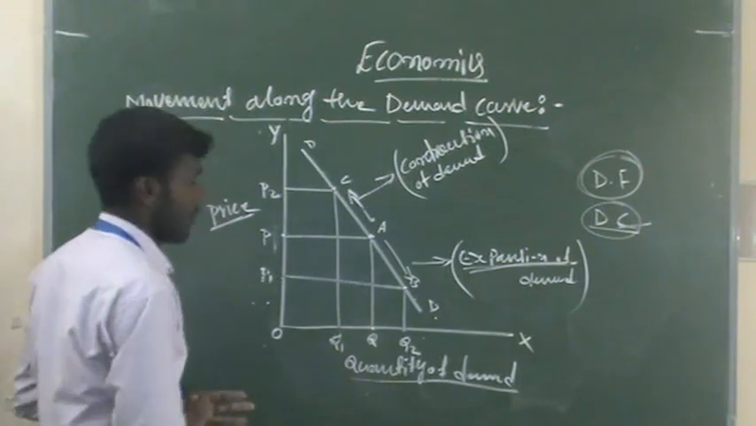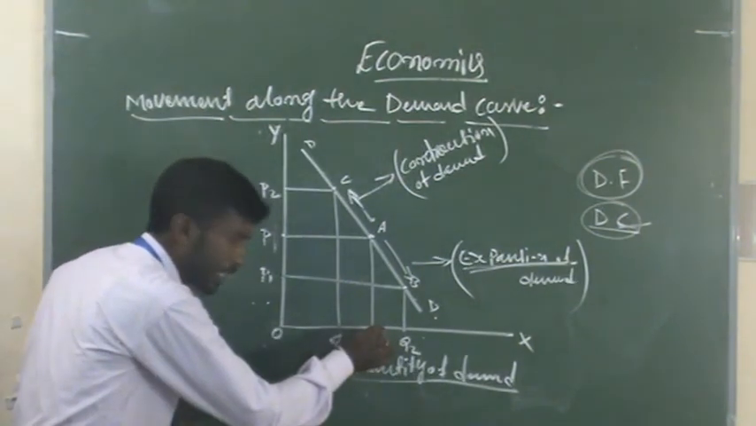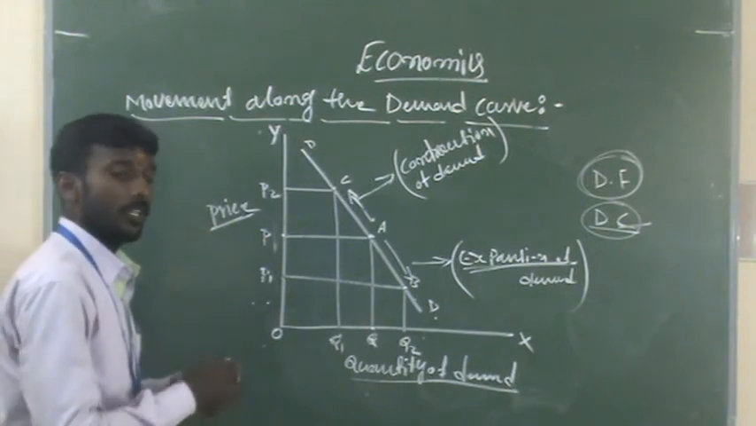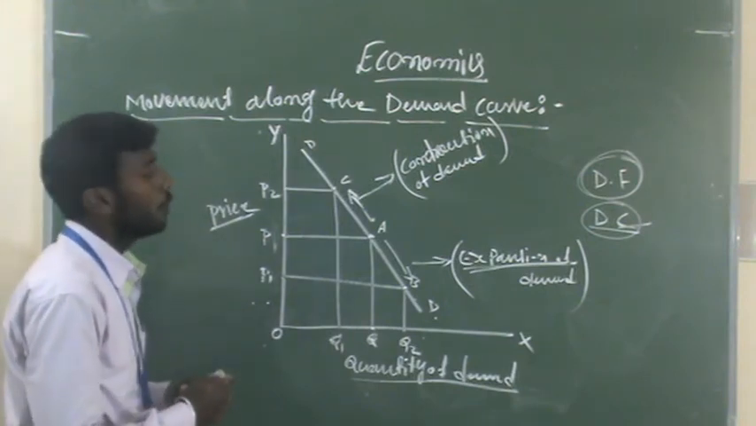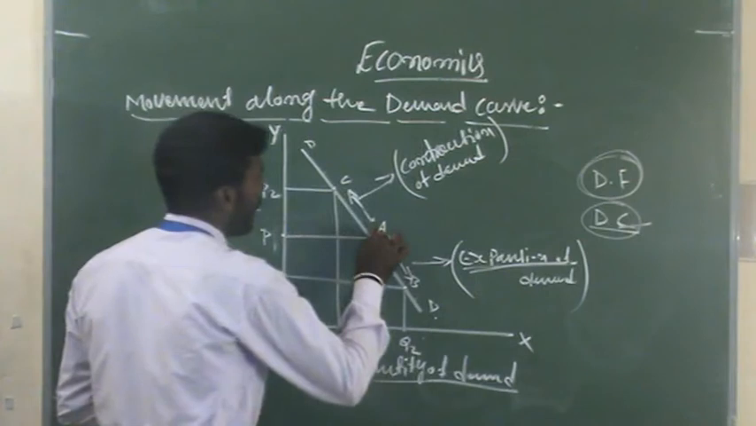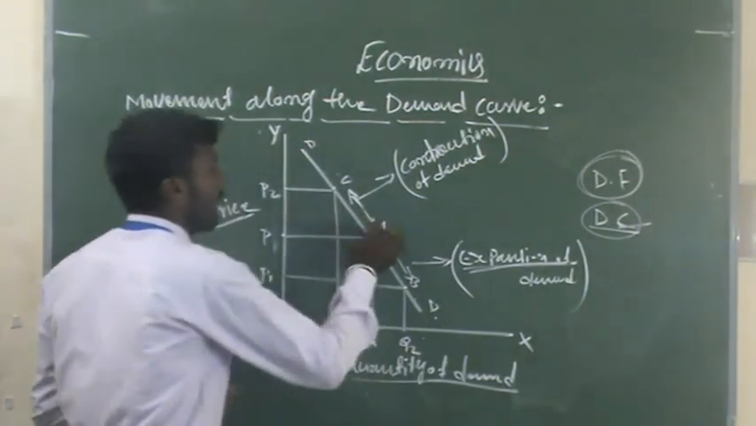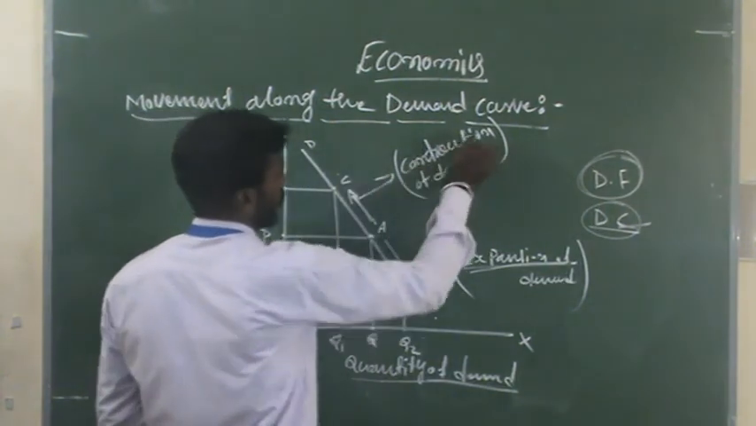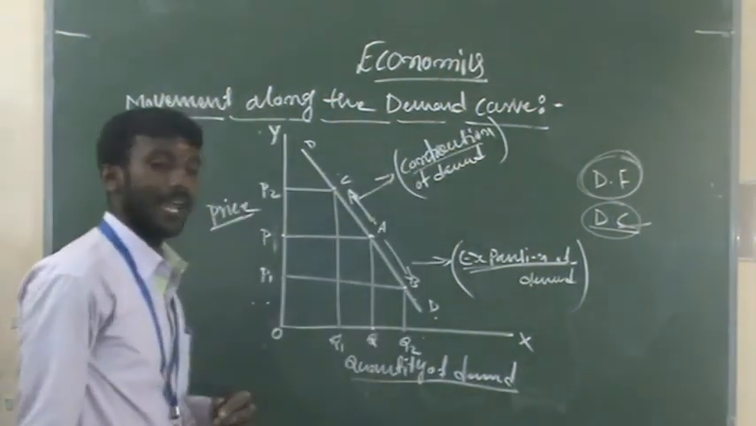In that situation, the quantity demanded will decrease from Q to Q1. In this situation, the demand curve moves upwards, A to C. Now in this situation, here we are going to consider contraction of demand.